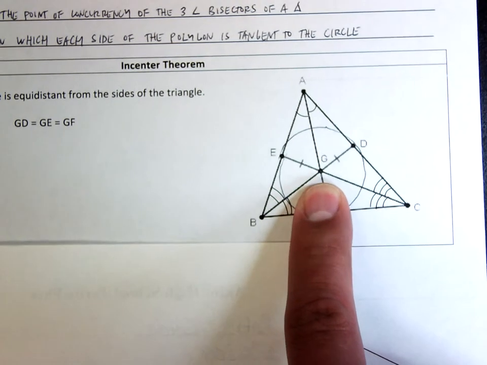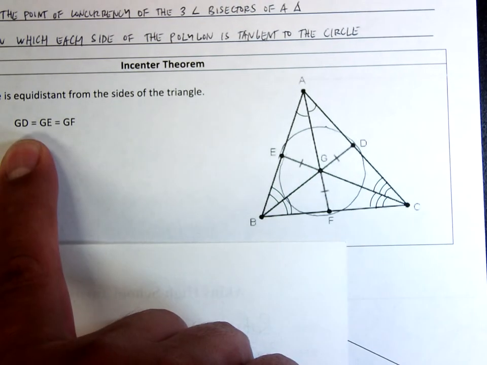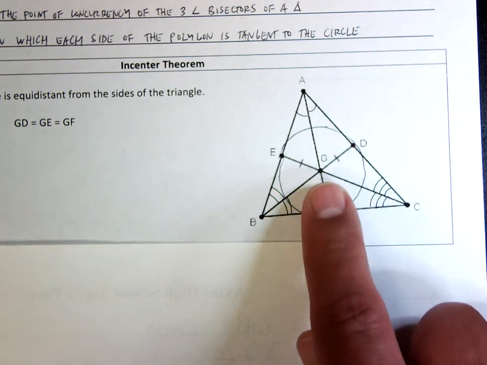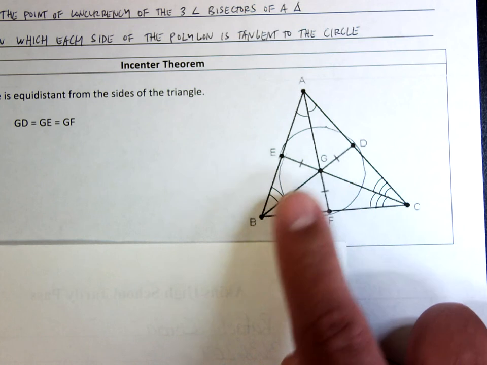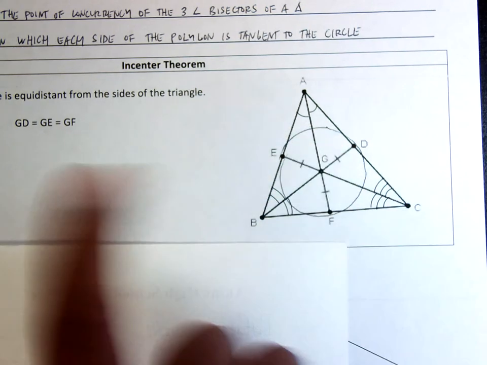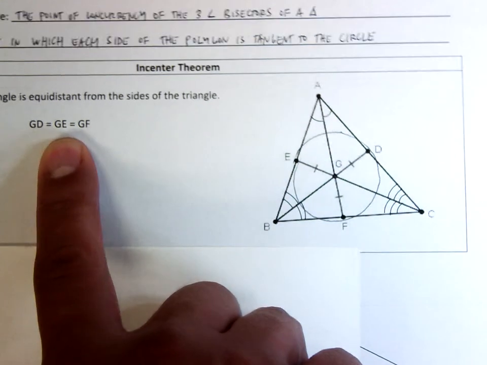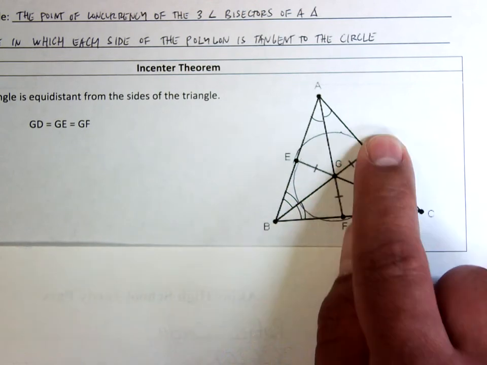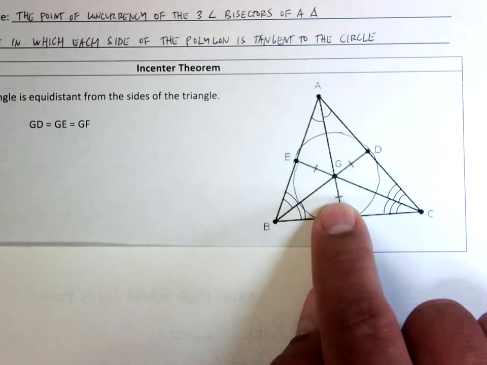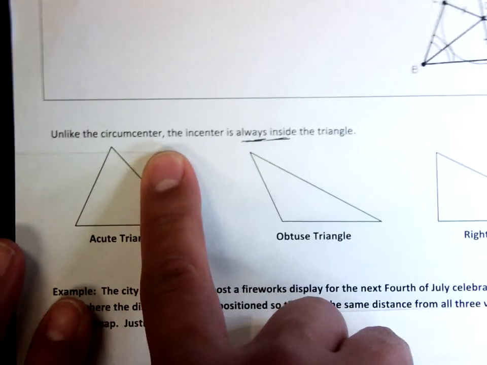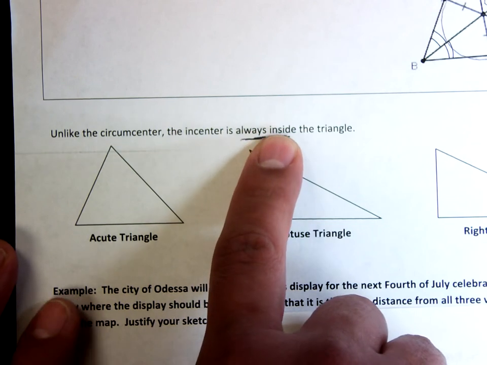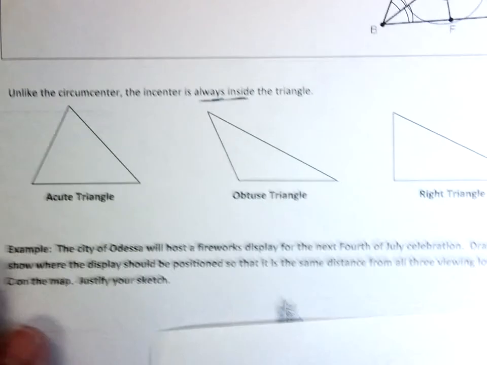What we got to see here is, notice, for the circumcenter, the distance from the circumcenter to the vertices was congruent. That's different about the incenter. If I go from the incenter to the sides of the triangle, those are all congruent. Unlike the circumcenter, the incenter is always inside the triangle. That is important. Okay, so how do we use this stuff?